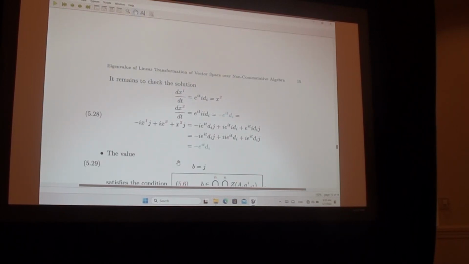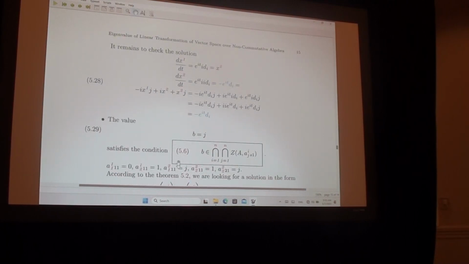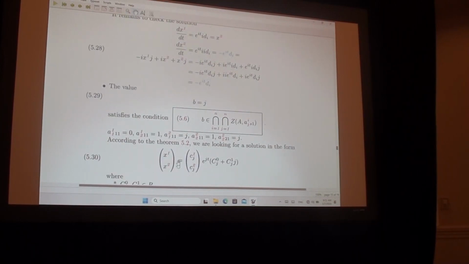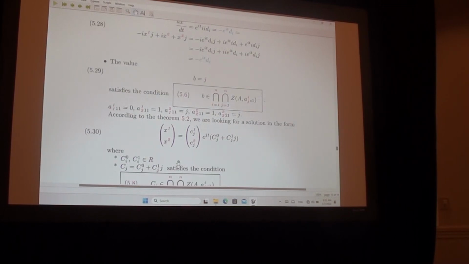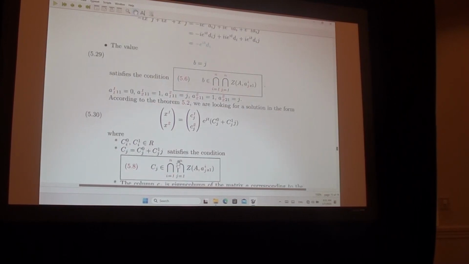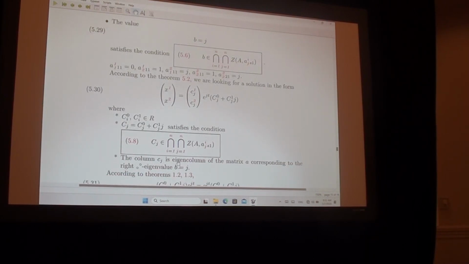Now we consider the second case. The value b equals j satisfies condition 5.6. And according to theorem 5.2, we are looking for a solution in the form 5.30, where C0, C1 are real numbers, and C_j satisfies condition 5.8. The column c_j is an eigencolumn of the matrix A corresponding to the real eigenvalue e equal j.